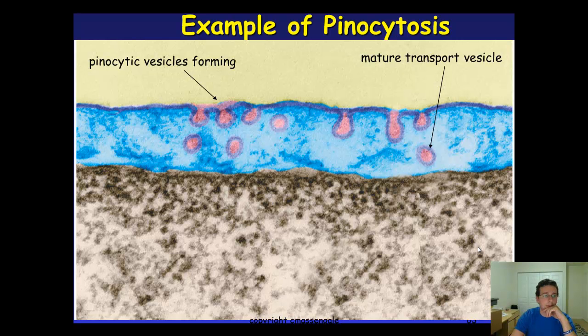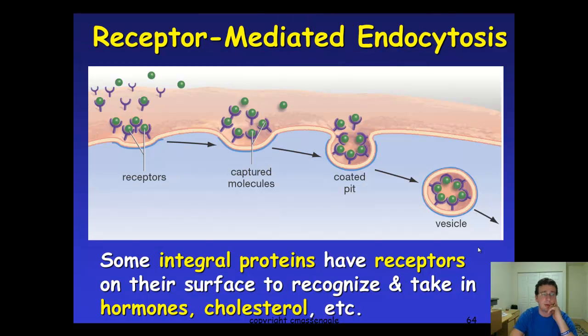Here you can see an example of that actually happening with an electron microscope, and you can see vesicles at several stages of their development. Right? Very nice. Now, this is actually happening across a capillary cell in the blood, all right? So cells enveloping stuff.